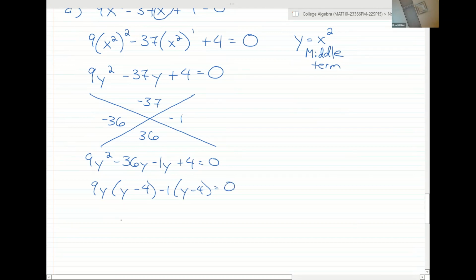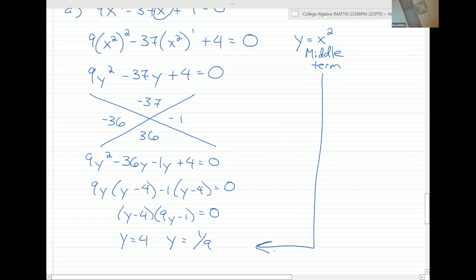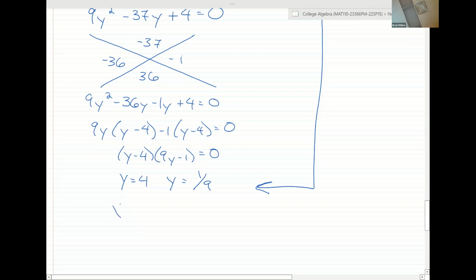The only difference with this problem is once you factor and solve it, you get what y is equal to, but that wasn't in the initial problem. So you just make it a little bit easier on yourself to get started. But remember, y was the same thing as x squared. So we just get x squared is equal to 4. X squared is equal to 1/9.